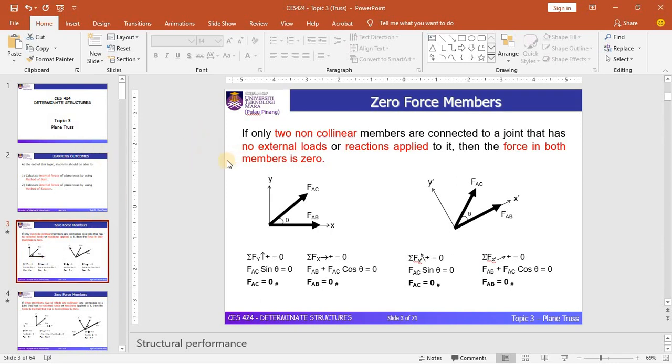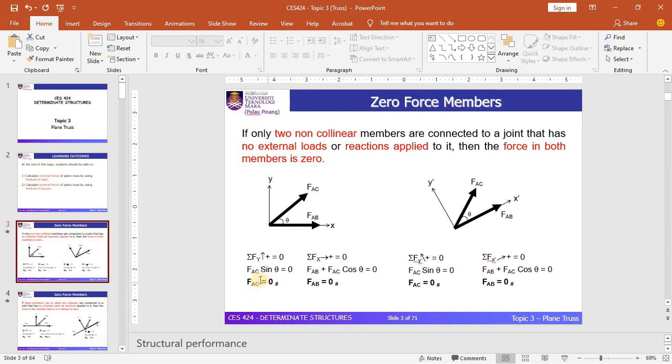If you find that only two non-collinear members are connected to a joint that has no external loads or reactions applied to it, then the force in both members is zero. For instance, let's look at this diagram. These are two non-collinear members, member AC and member AB. You can see that at this joint there is no external load or reaction applied. Due to this condition, the internal forces FAC and FAB are equal to zero.